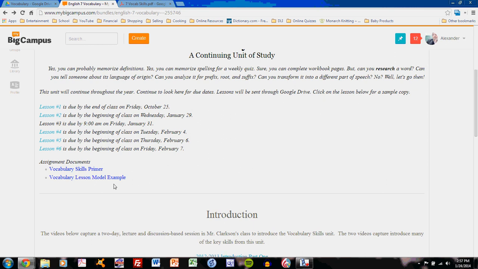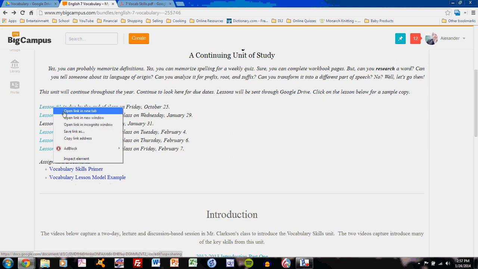You'll also find up here the vocabulary lesson model example, showing you exactly how to complete a vocabulary lesson. Let's take a look at a blank lesson.